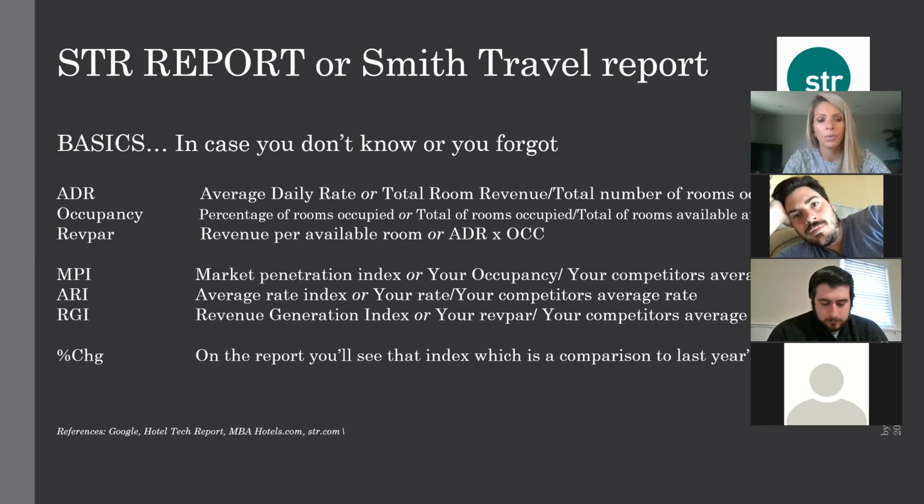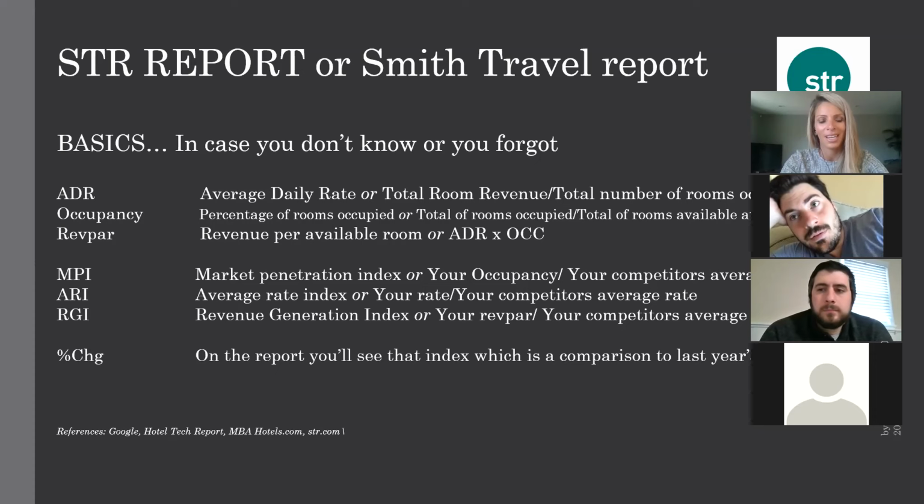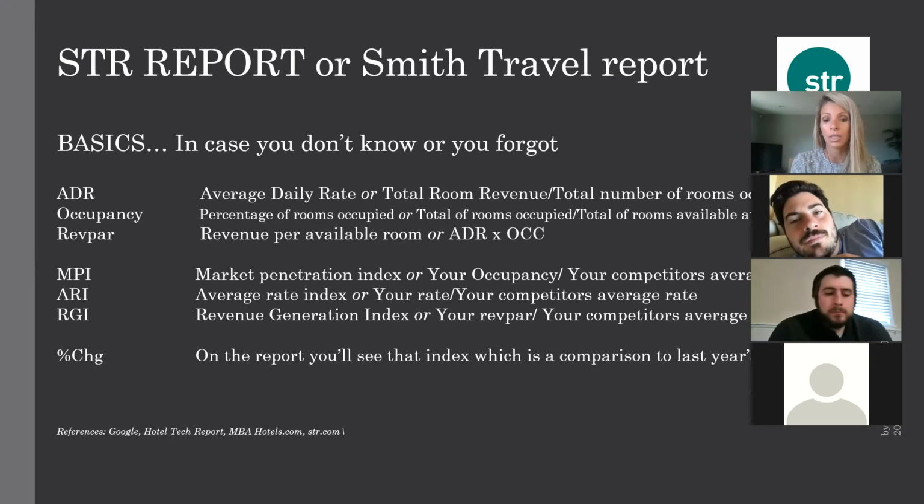Then you have the ARI, which is the average rate index, or your rate divided by your competitive set's average rate. And the RGI, which is the most important number. All the owners look at this, and I have Joy here, who is our previous CEO for our company. This is what owners and potential buyers look at, which is the revenue generation index, or your RevPAR divided by your competitive set's average RevPAR. Again, this is such an important number because it's going to really tell potential buyers, potential management companies, or even your general manager how you're doing in terms of managing your occupancy and your rate. And we're going to talk more about that in the next slides too.